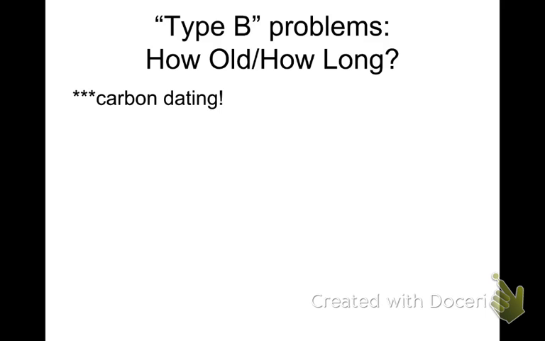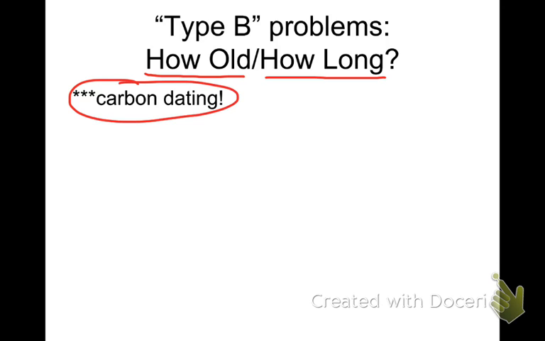In type B problems, we want to know how old the sample is, or how long that sample has been around. Those are the keywords you are looking for in type B problems, which will be questions 3, 4, and 5 on your practice problems. This is what they use for carbon dating. If we're trying to figure out how old a wrap from a mummy is, or a dinosaur bone, these are the types of calculations that scientists do. So it's kind of cool.